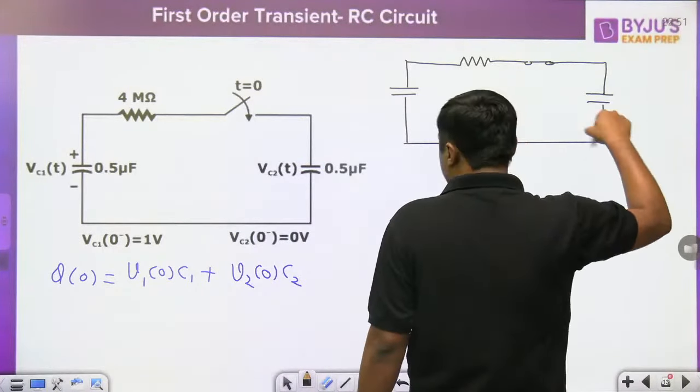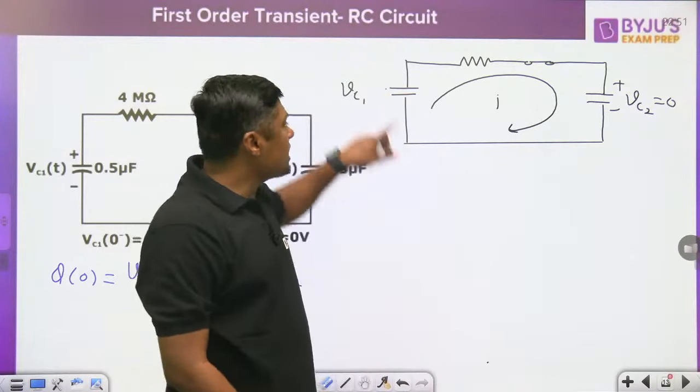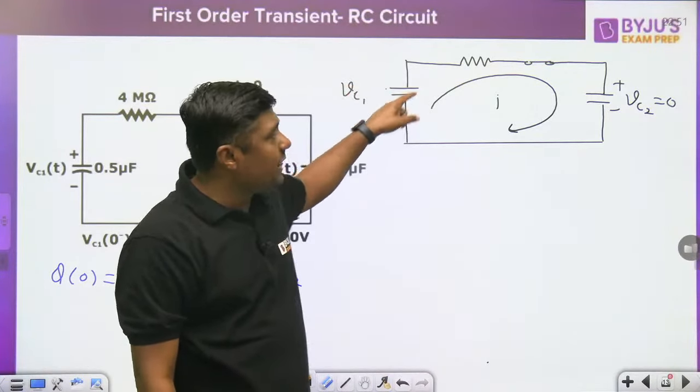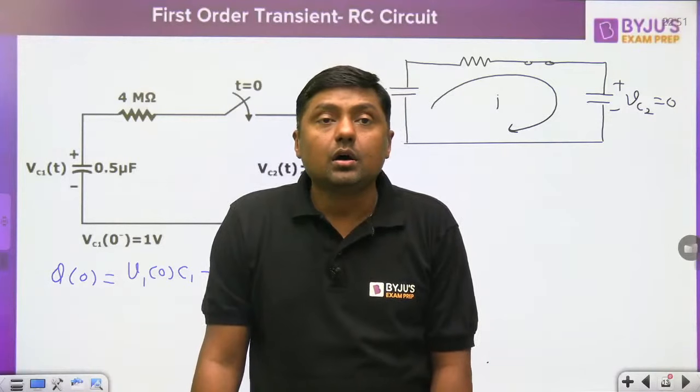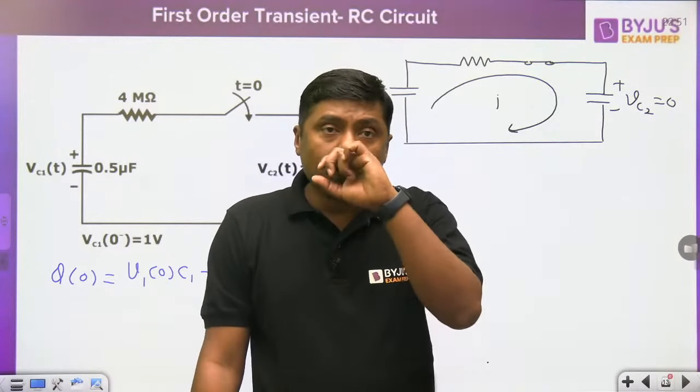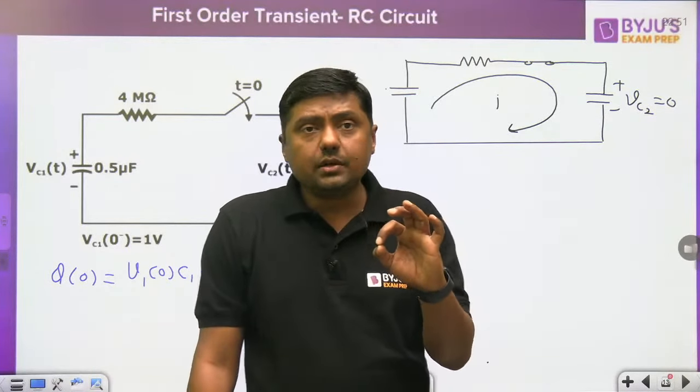What is the voltage across this? 0. And initial voltage across this is what? 1 volt. That's why the current will flow in this direction. Current will flow from higher potential to what? Lower potential. And what will happen then? Then this capacitor will discharge and that particular capacitor will charge. Now try to understand.